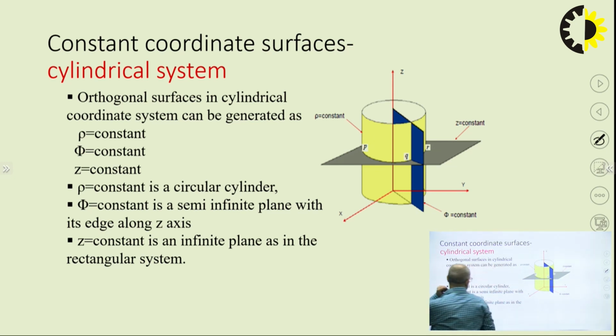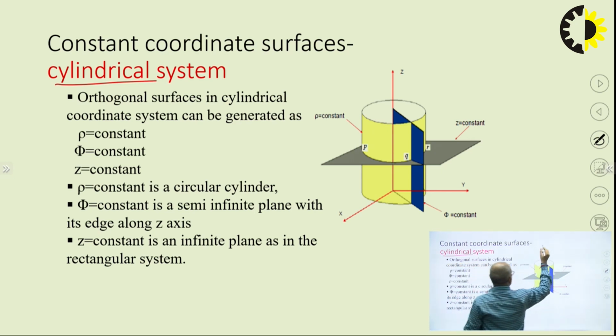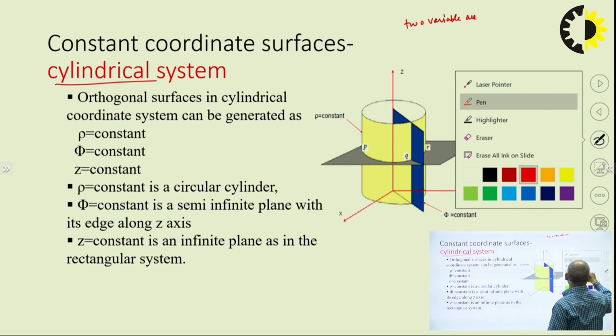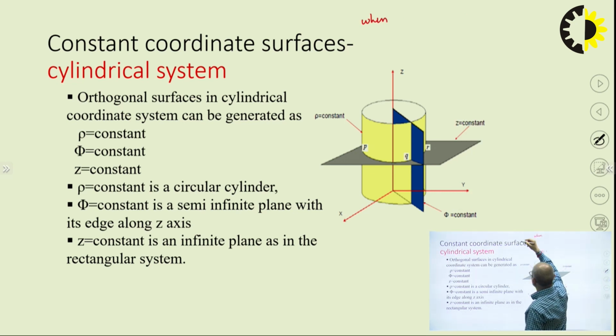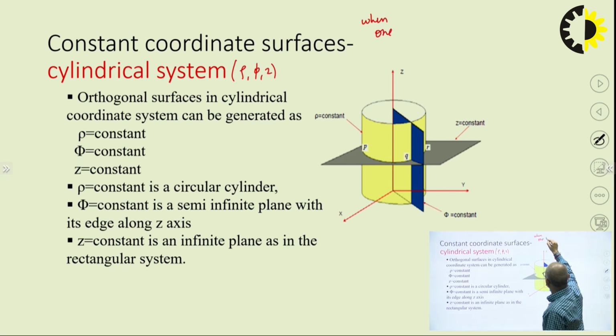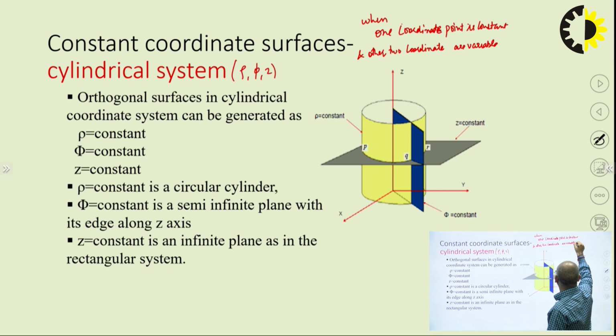Now similarly, for the cylindrical coordinate system, which is rho, phi, z, we will discuss the case when one coordinate is constant and the other two coordinates are variable. So there will be three cases.